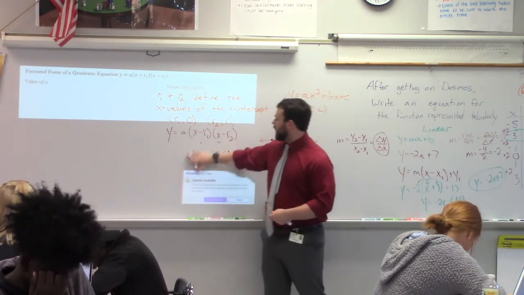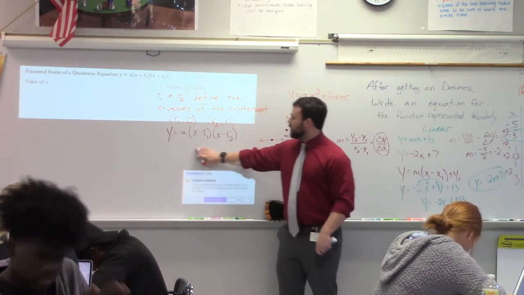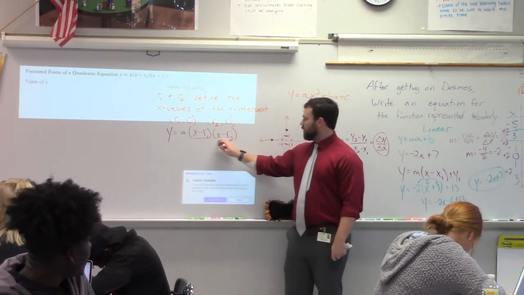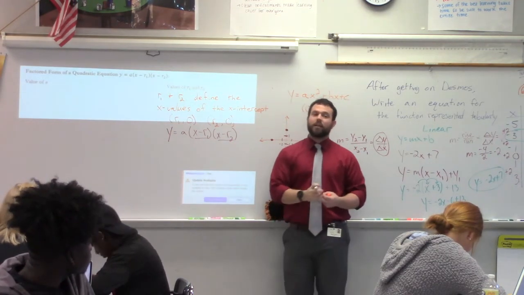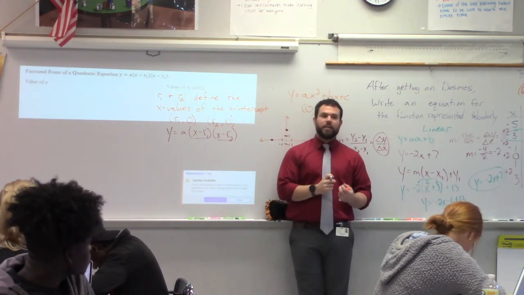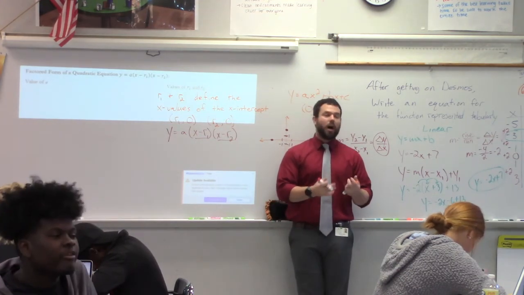So look right here with this factored form. What are we going to need? A positive r1, a positive r2. Well, not necessarily always a positive. We need the inverse, or the opposite, right.